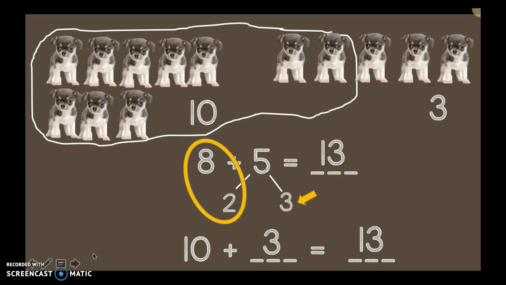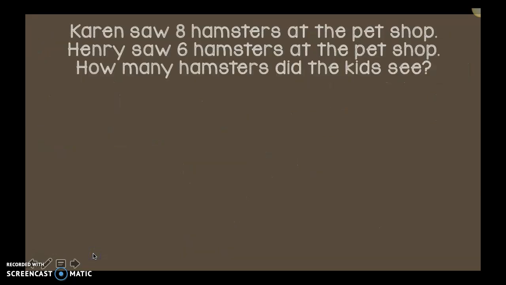If I want to double check myself, I could always count up starting at 8 and count up 5. 8, 9, 10, 11, 12, 13. Yep, rock stars. Good job, friends. Go ahead and erase your board or find a new spot in your math journal. Here we go. Let's try it again.